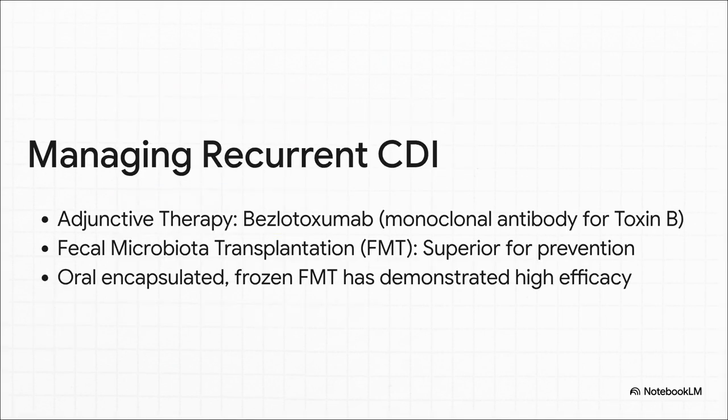Now for the thorny challenge of recurrence. Our armamentarium has expanded significantly. We've moved beyond just antibiotics. We now have immunotherapies like bezlotoxumab, a monoclonal antibody that targets toxin B. And of course, there's microbiome restoration via fecal microbiota transplantation, or FMT, which has proven superior for preventing further relapses.